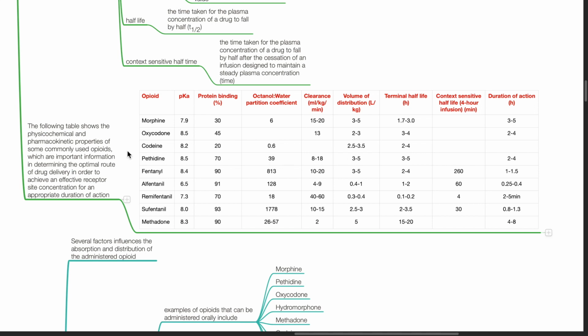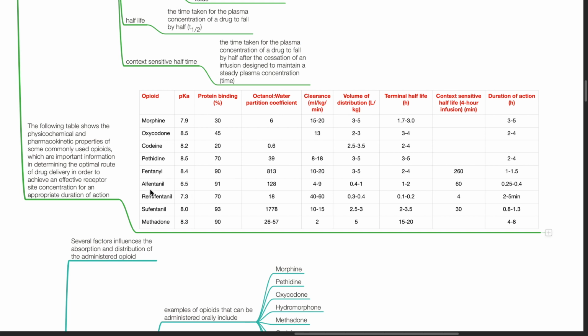For pethidine, the pKa is 8.5, protein binding 70%, octanol water partition coefficient is 39, clearance is 8 to 18 mL per kg per minute, volume of distribution is 3 to 5 liters per kg. Terminal half-life is 3 to 5 hours. Duration of action is 2 to 4 hours.